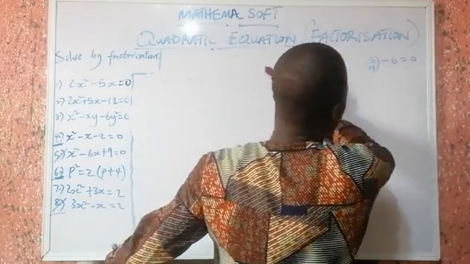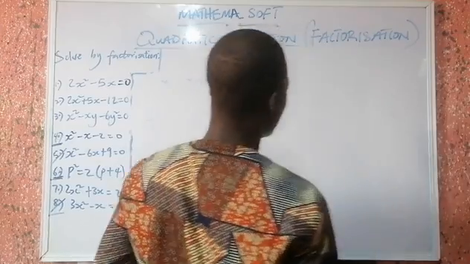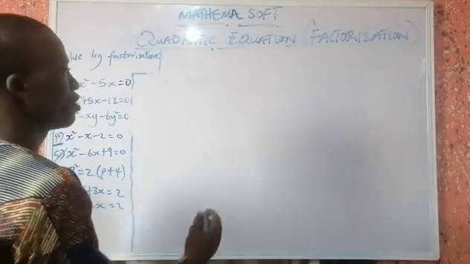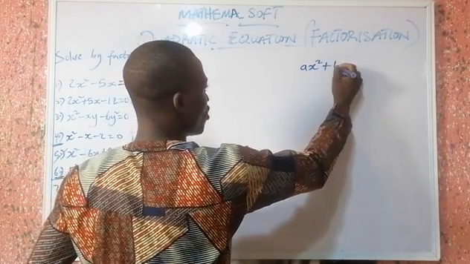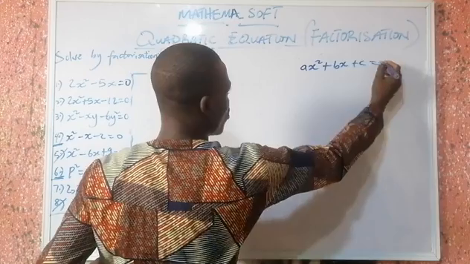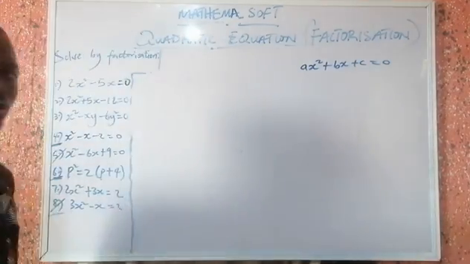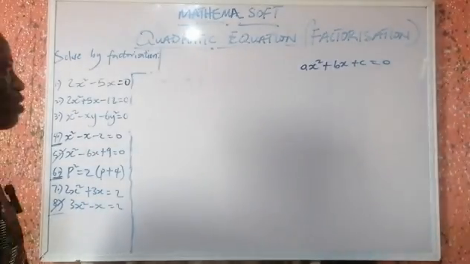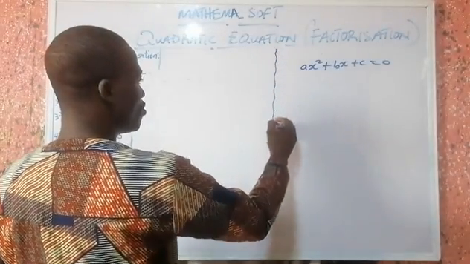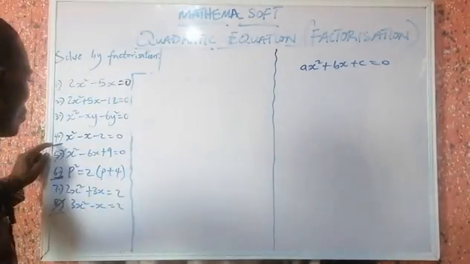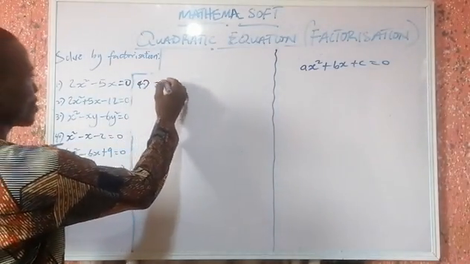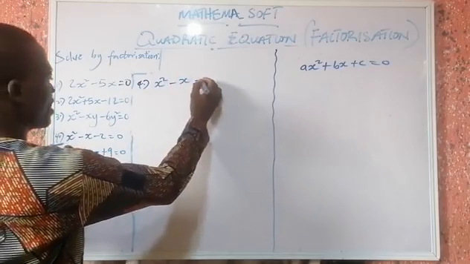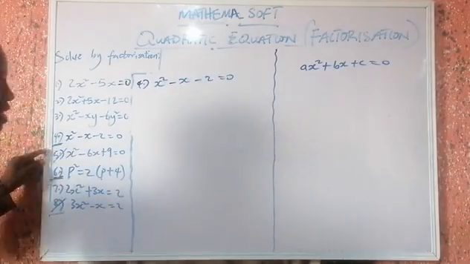You must always put this to mind that a quadratic equation is any equation that can be written in the form ax squared plus bx plus c equals 0. That must always be at the back of your mind. So now let's look at question number 4 that we have on the board. In question number 4, we have x squared minus x minus 2 equals 0.